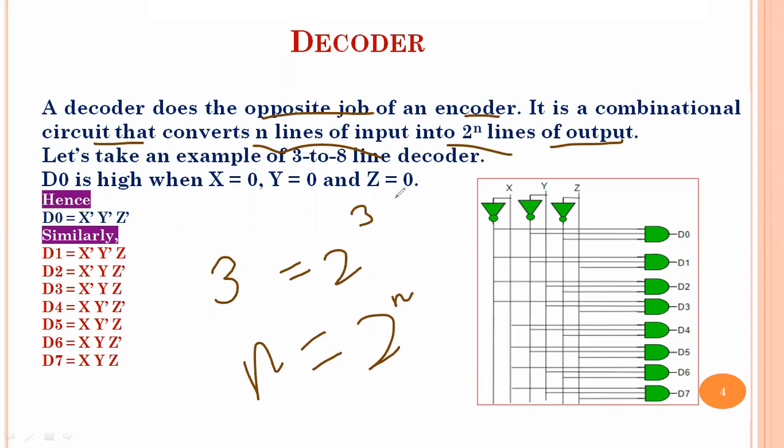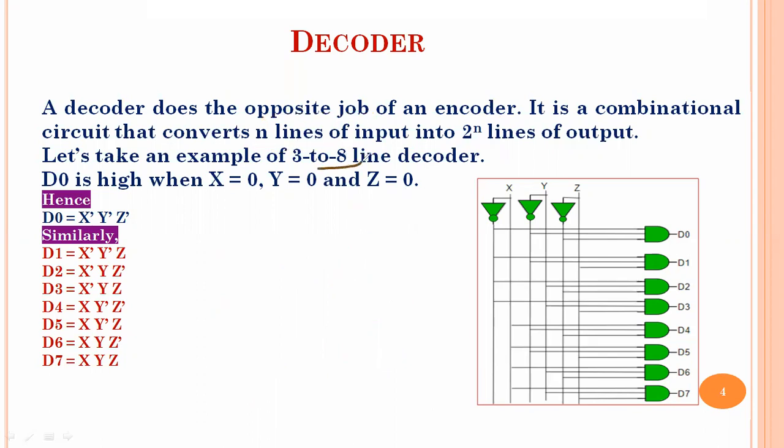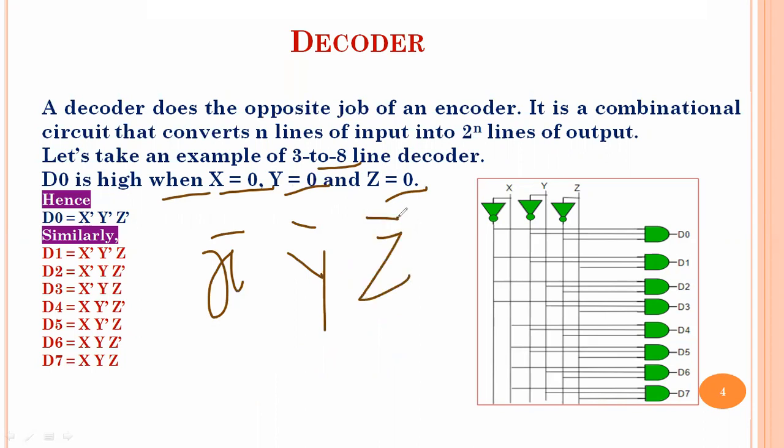It is the binary to octal decoder. So a 3 to 8 line decoder is there. D0 is high when X is 0, Y is 0, and Z is 0. So in this we will represent X bar, Y bar, and Z bar. See, if it is 0, 0, and 0, here we are using the AND function. AND means if any one is 0, the whole value will be 0. So in that case, it will be supplied over here to this one.